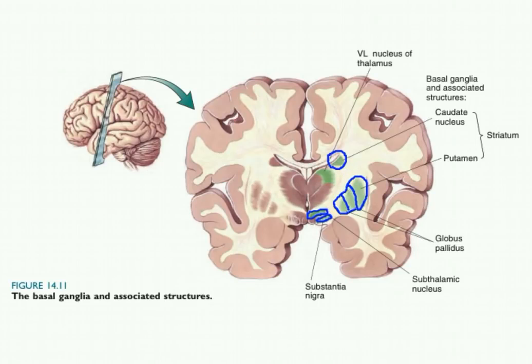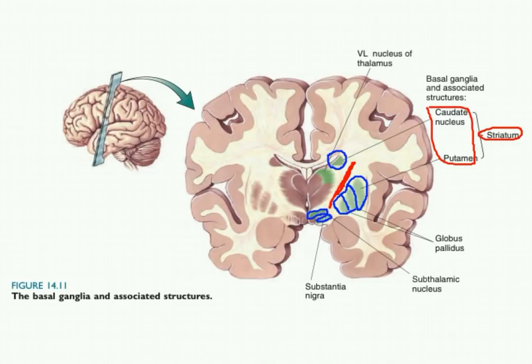So you can imagine that this area here is the internal capsule, separating the lentiform nucleus, this stuff, from the thalamus, and separating the lentiform nucleus from the caudate head anteriorly. The caudate nucleus and the putamen together are also called the striatum.